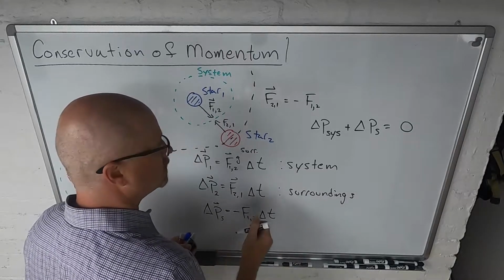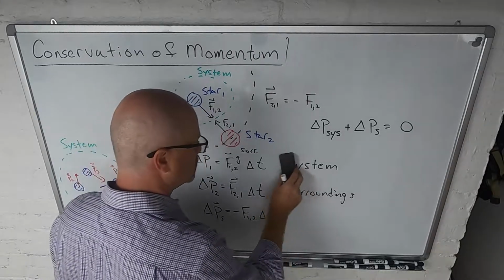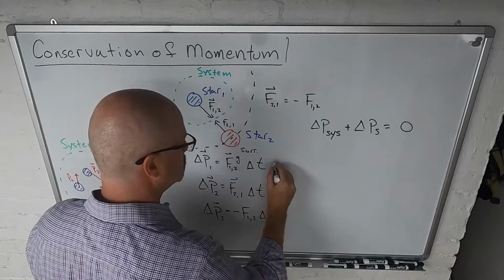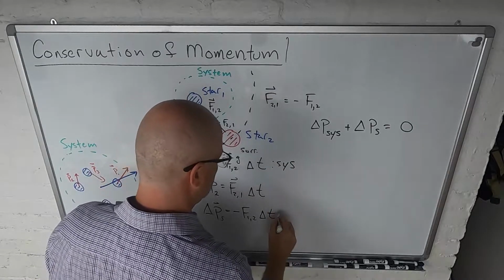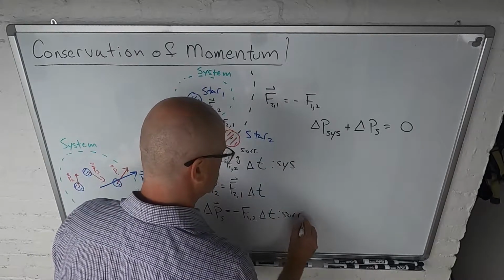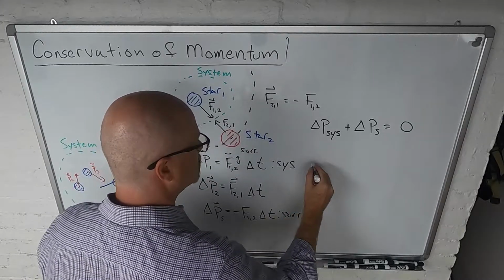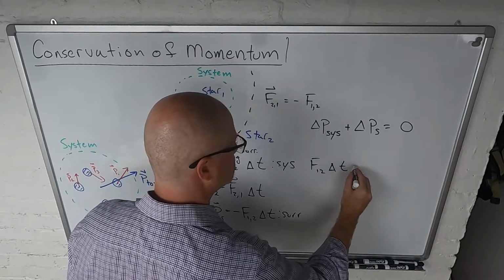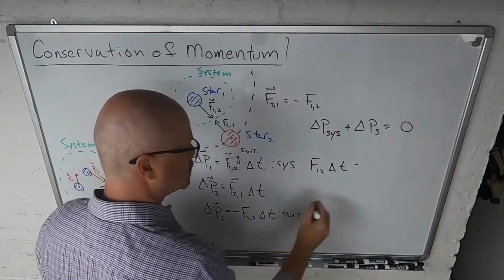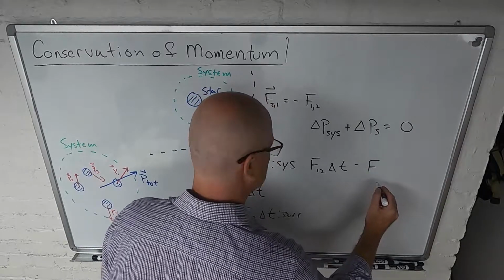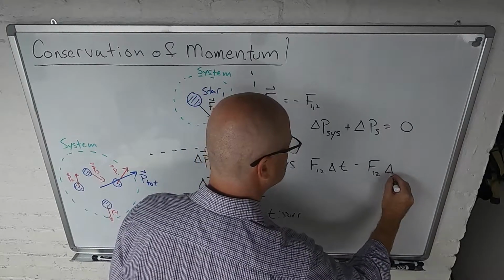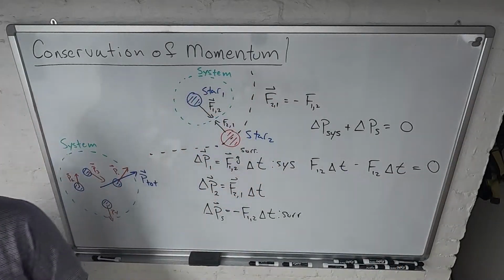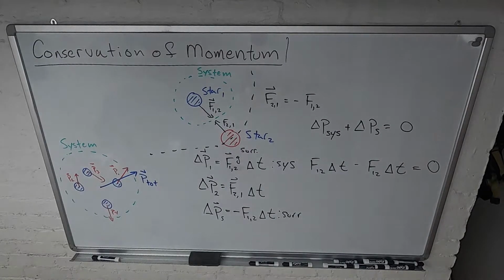So let's do it. Let's take the value delta P of the system, plus the surroundings, and now we have F1,2 delta T minus F1,2 delta T, and by that we get 0, which is what we would expect. And so that makes sense.